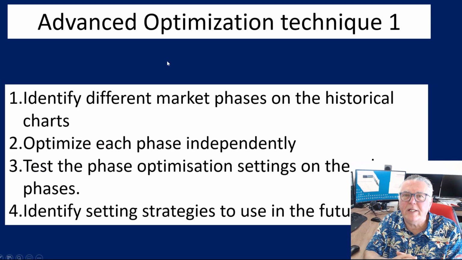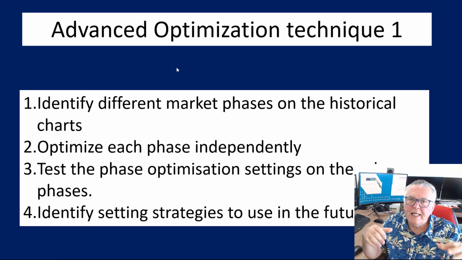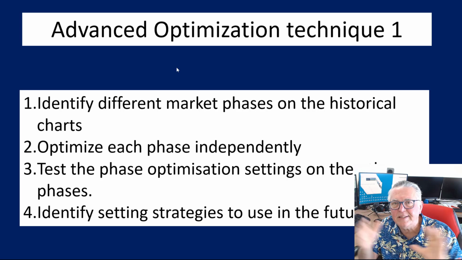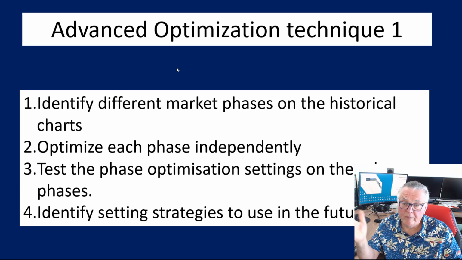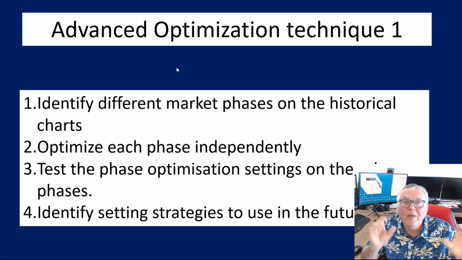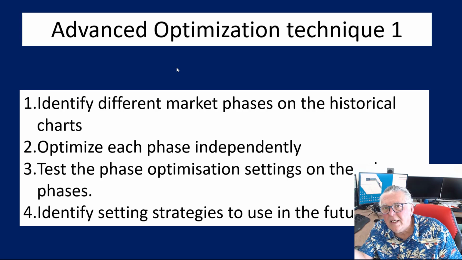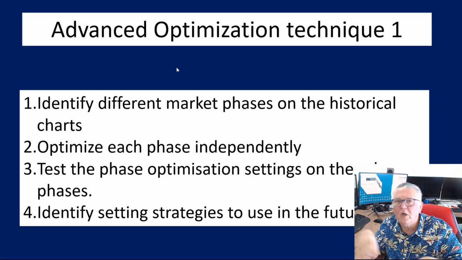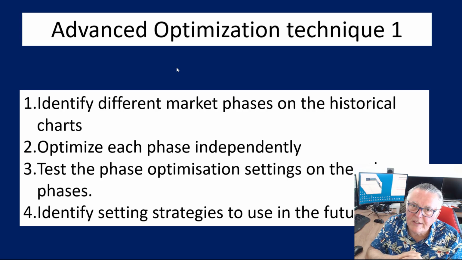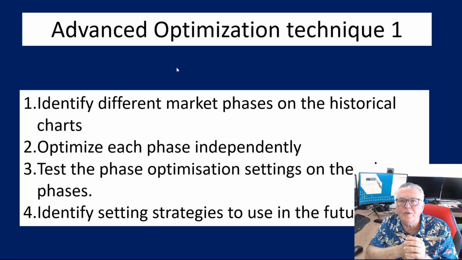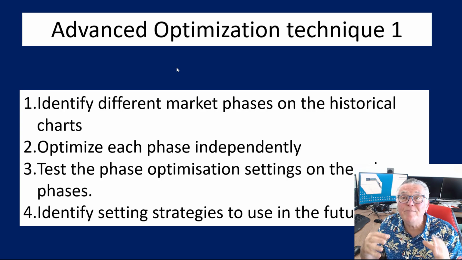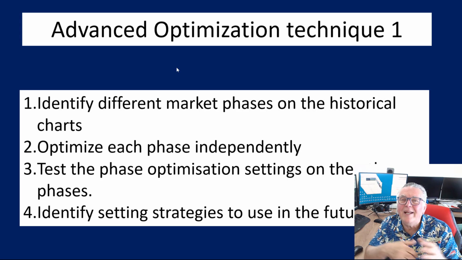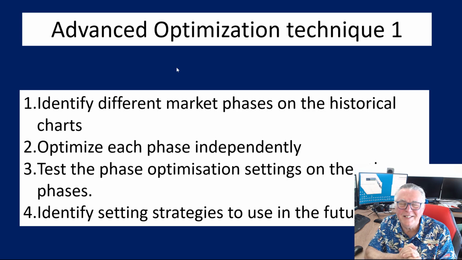All right, so we're going to have a look at one aspect of advanced optimization, and how we're going to do this is we're going to take the charts and identify different phases in the market. Not difficult, they're quite obvious when you look at the chart. Then we're going to optimize those particular phases, and we're going to get settings for a slow trending market and a sideways market and a volatile sideways market and all kinds of other things. Then we're going to test those phase settings to see which one is the most robust throughout the year. And then we're going to identify strategies and settings to use into the future.